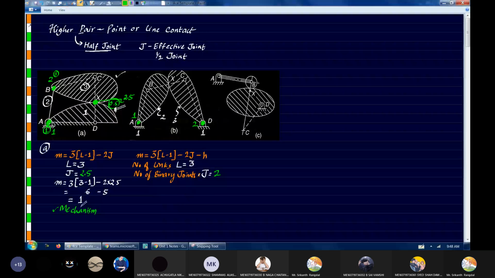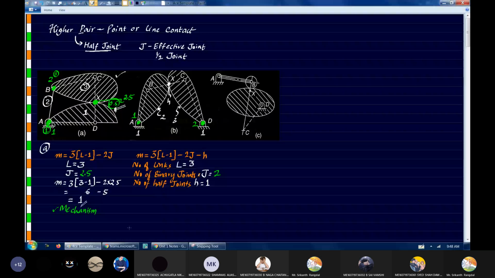Fine. So now we should count H. What is H? Higher joints. Half. Number of half joints. So how many half joints are there here? Only one half joint is there here. This is a half joint. So number of half joints is 1.